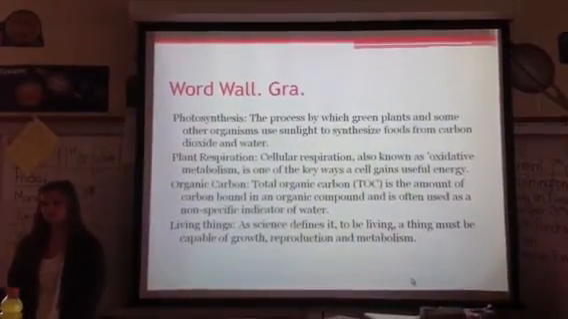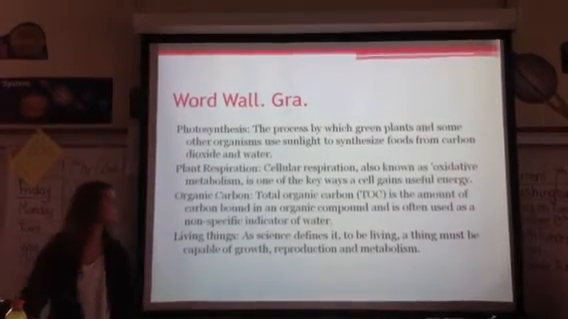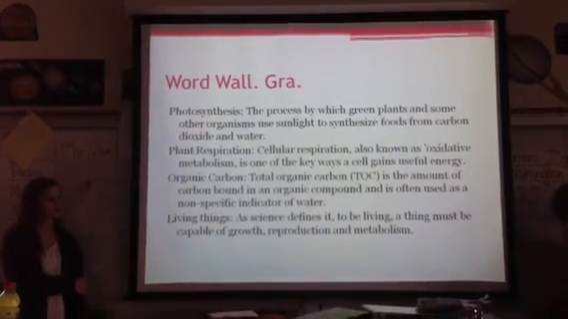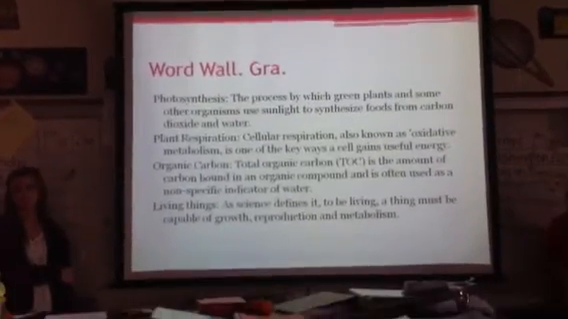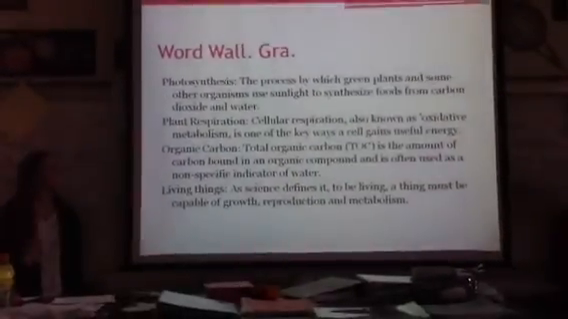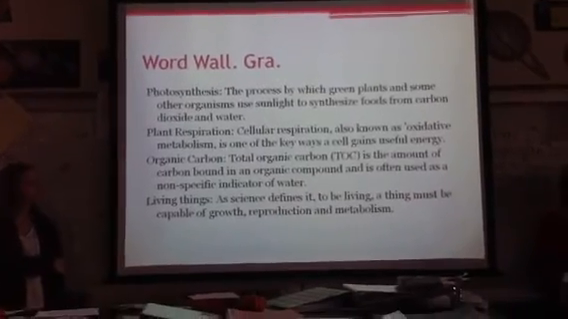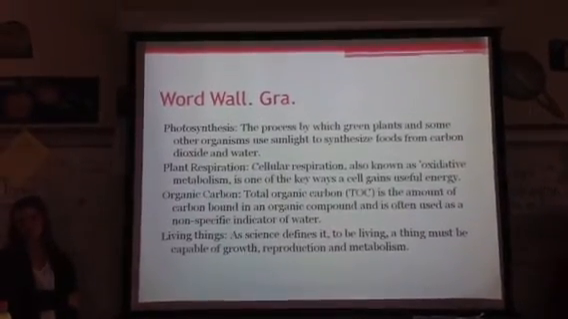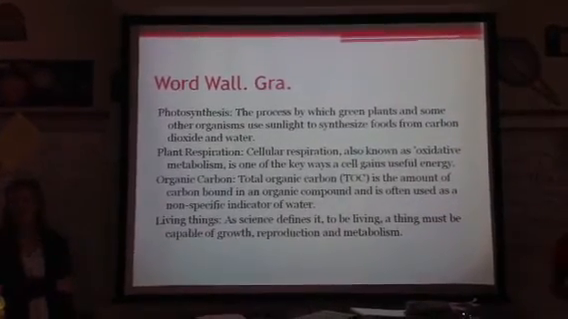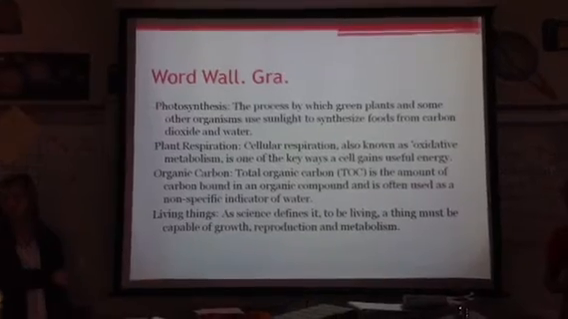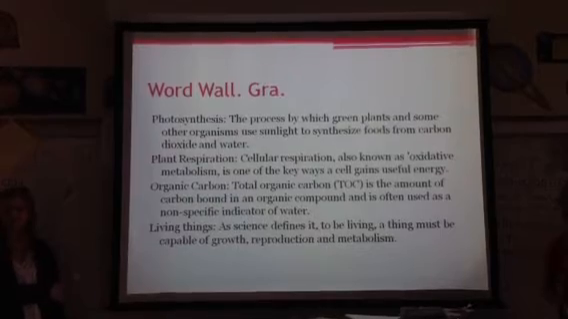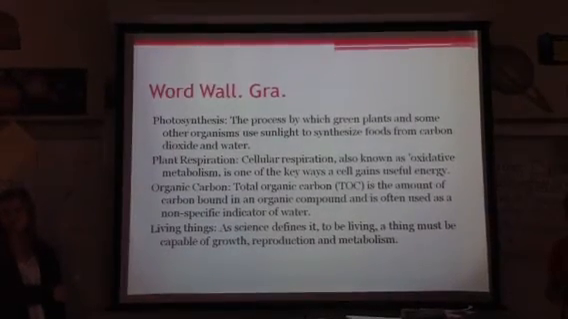One is photosynthesis, which is the process by which green plants and some other organisms use sunlight to synthesize foods from carbon dioxide and water. Another one is cellular respiration, also known as oxidative metabolism, which is the key way a cell gains useful energy.